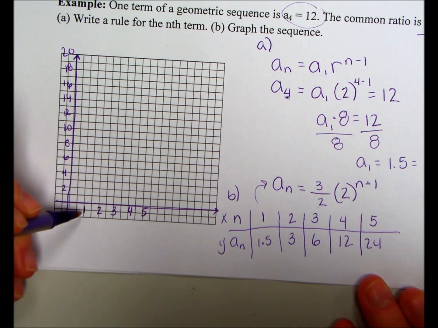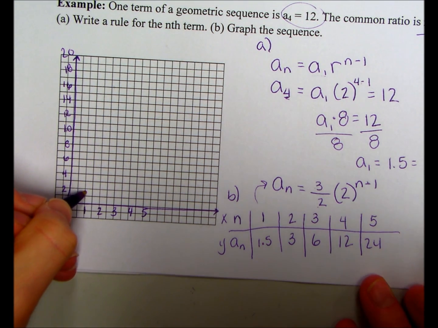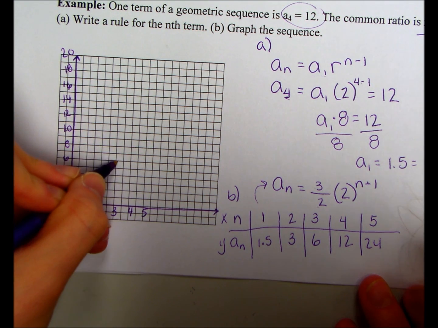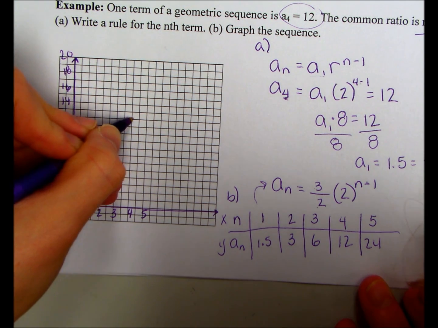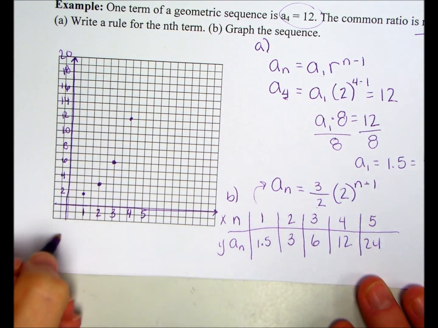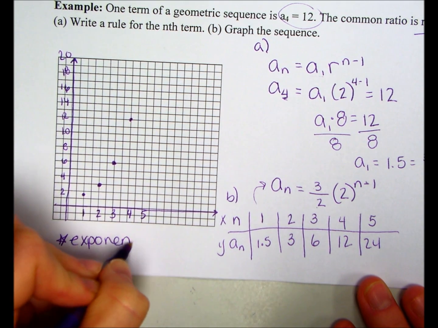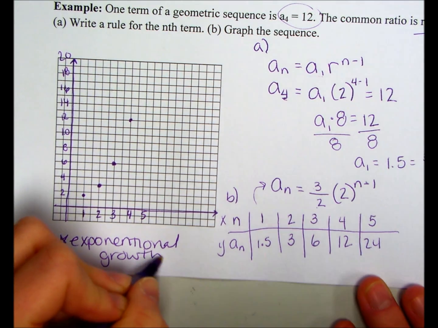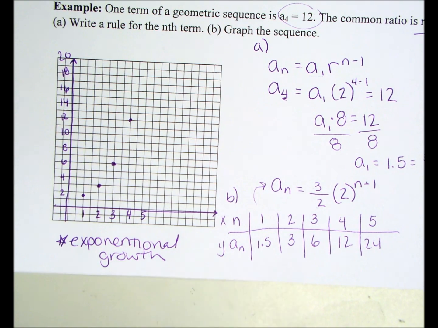So for my first term, I went to 1.5. So this is 1. So 1.5 falls right there. For 2, I went to 3. For 3, I went to 6. For 4, I went to 12. And then 5 went up to 24. Now, I'm not going to draw a line through these, but I hope that you can see that we have, in this case, some exponential growth happening here. We saw exponential growth and decay first semester. So that's what we have. That's what we'll see when we graph these things.